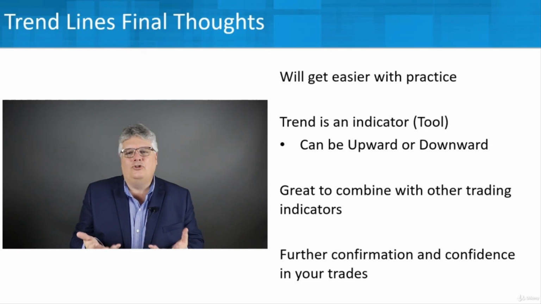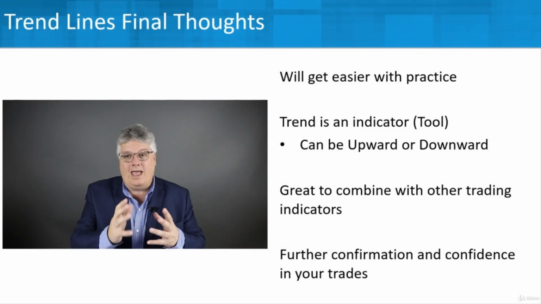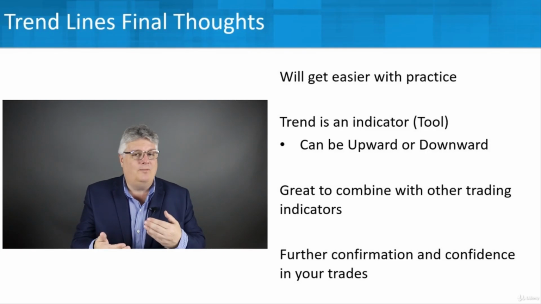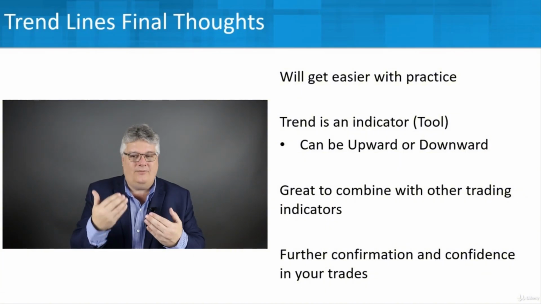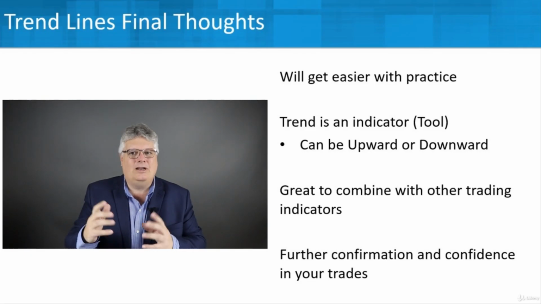And it's great to combine with other trading indicators. So if you have an upward trend, you can use another indicator like a moving average crossover, Bollinger Bands, lots of different indicators out there that we're going to learn about. Or candlestick patterns, for example, and you can use that with other trading indicators, and that'll help give you further confirmation and confidence in your trades, and also confirmation that you've drawn the trends correctly, and it's all making sense and working out and being as predictable as anything can be.